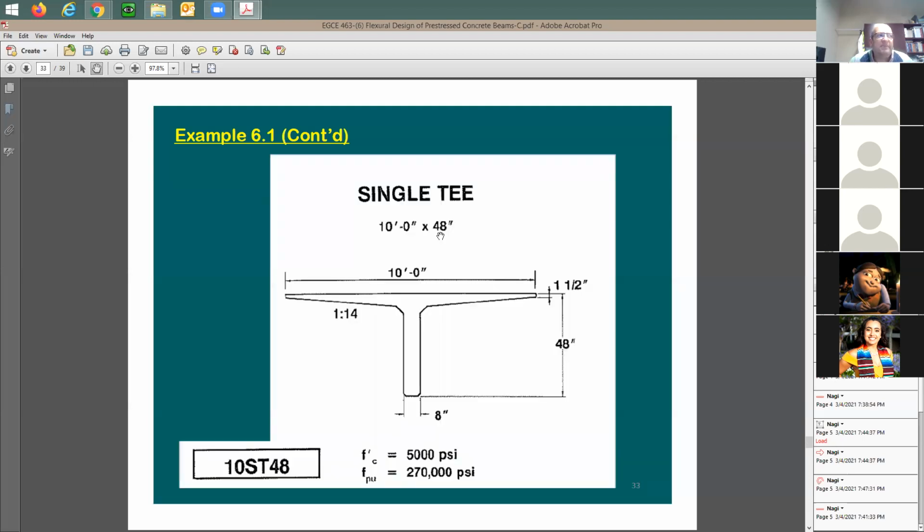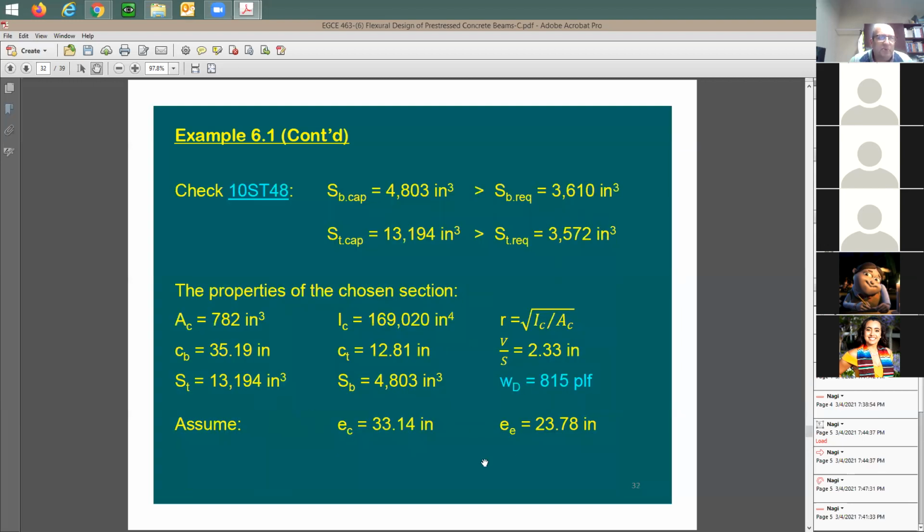How does it look like? It's going to be a single T. They call this 10ST. 10 stands for the width, 10 feet. ST is single T, and the depth is 48 inches. And in the same table, you have all of these properties, so I'm not going to solve for it. It's all going to be given.